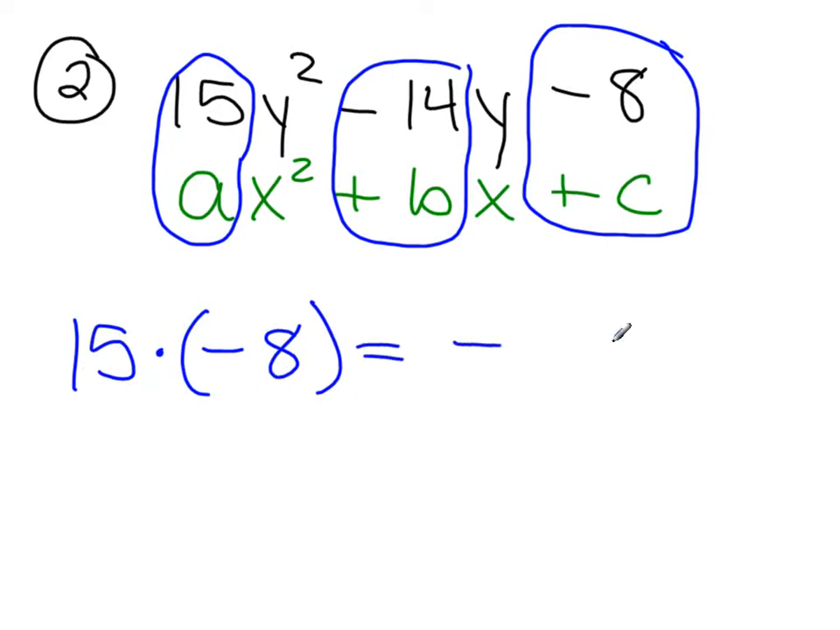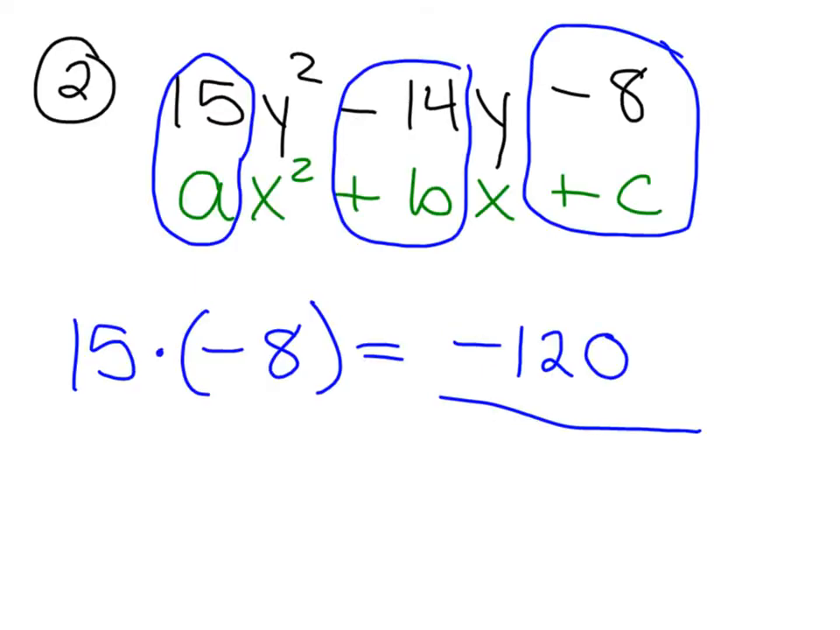8 times 5 is 40, carry the 4. 8 times 1 is 8, plus the 4 is 120. Oh my goodness, the number got big. But that's okay. We're going to find all the factors. That was an ugly line. Oh, what had I done? Undo. We're going to find all factors of negative 120 and figure out whose sum is our lovely b term.